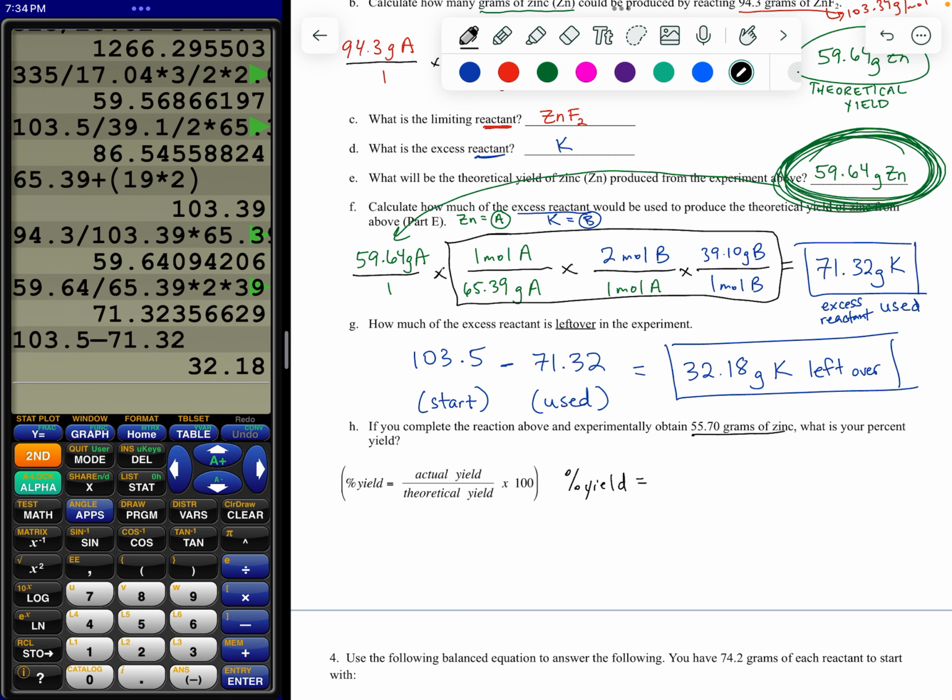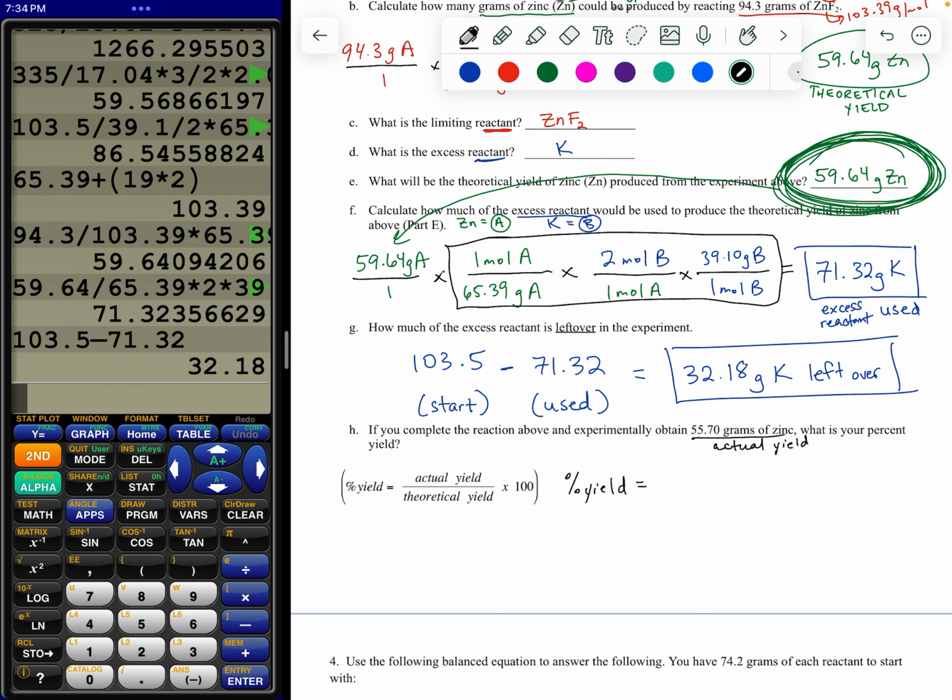or how efficient or how effective our lab was. This will always be given, and this will always be your actual yield. So whatever number you are provided in this part of the problem, that is your actual yield. So that is what goes on top. And then, of course, your theoretical yield is the theoretical yield above, the 59.64. So in theory, that's what we should make.